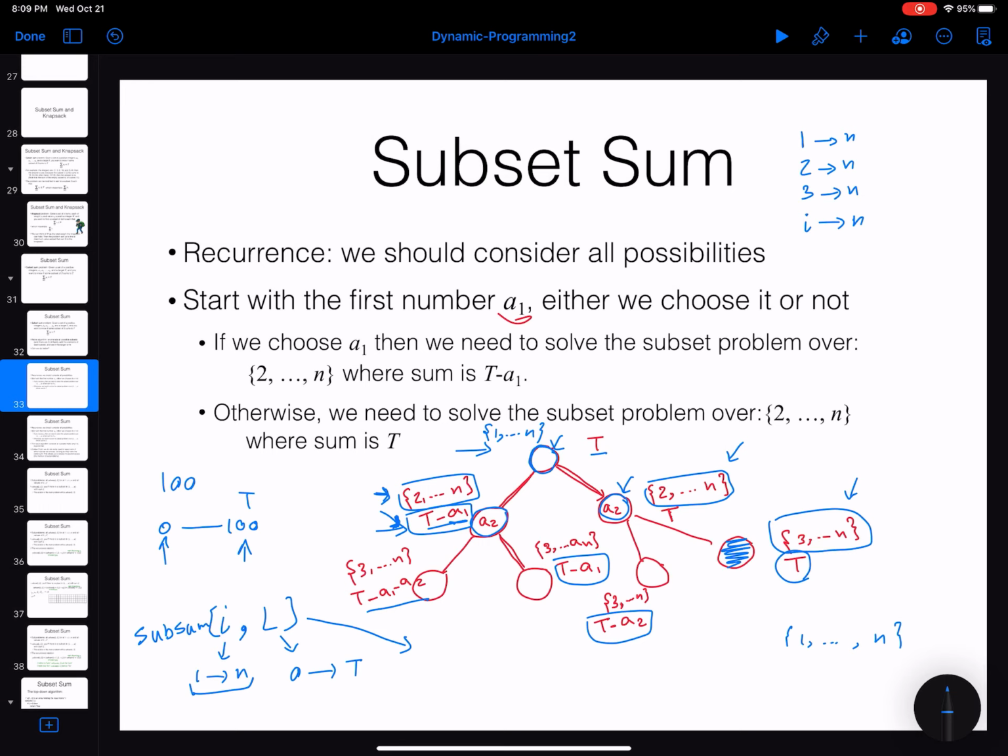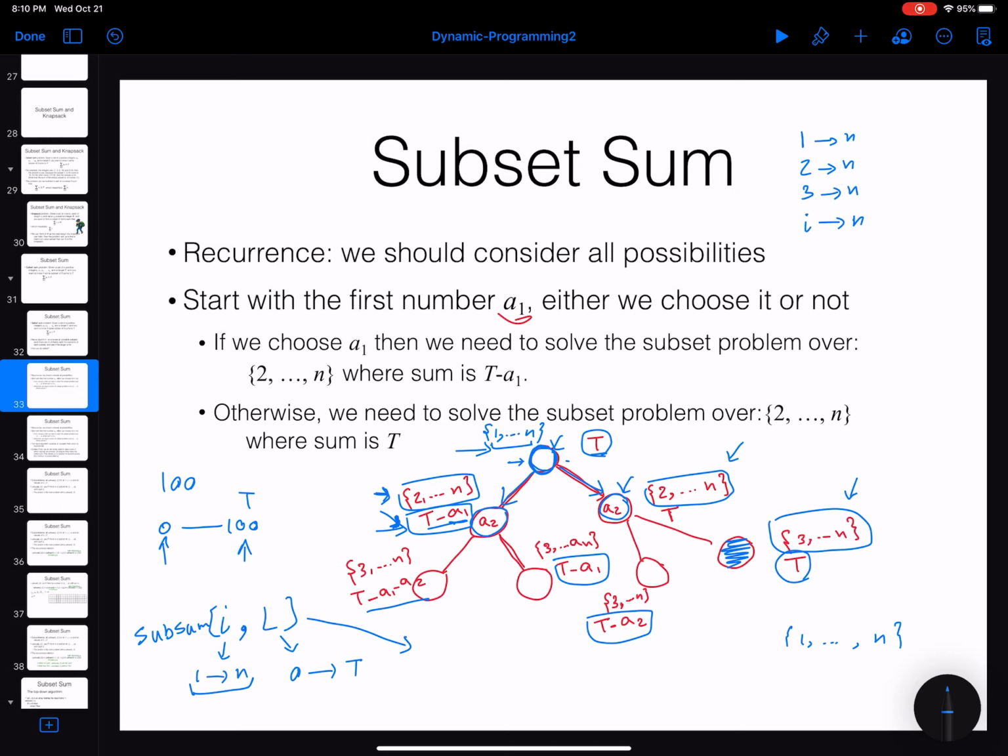Let's start from the first one. The first one tells you that you have access to all the numbers from 1 to n, right? And the target value is t. So either I am going to take A1 or I'm not going to take A1. So it's just two actions, two subproblems. If any of these is going to have the answer true, then the answer for this subproblem is also going to be true.